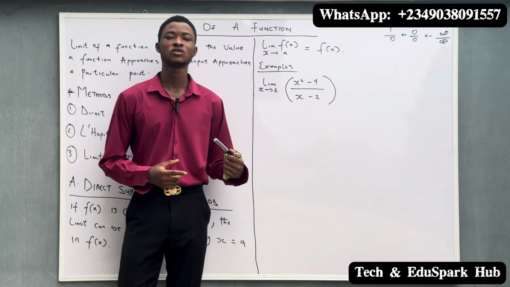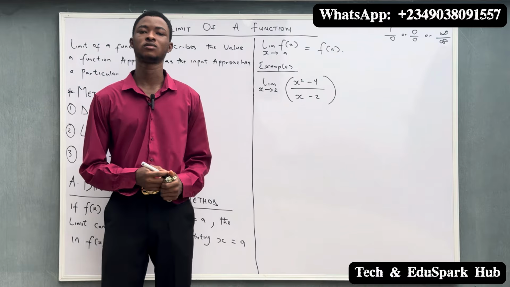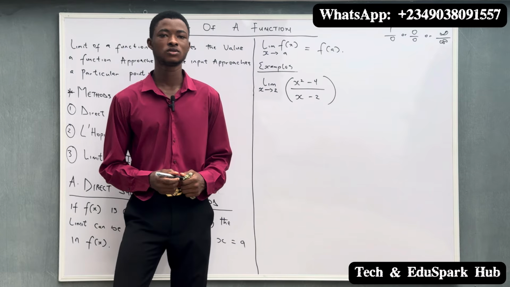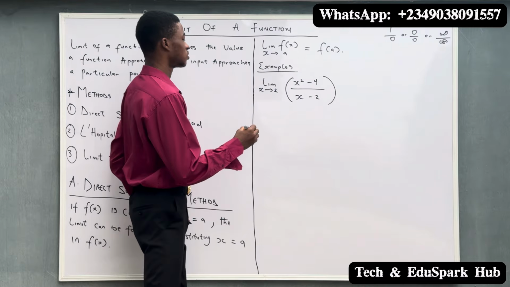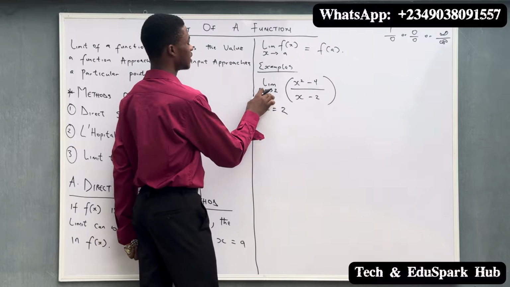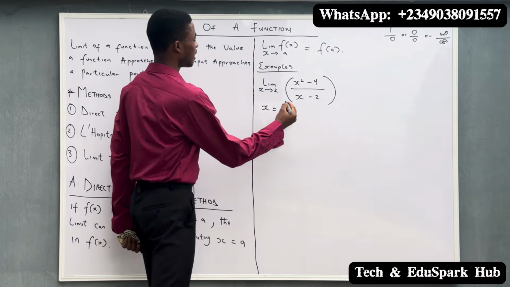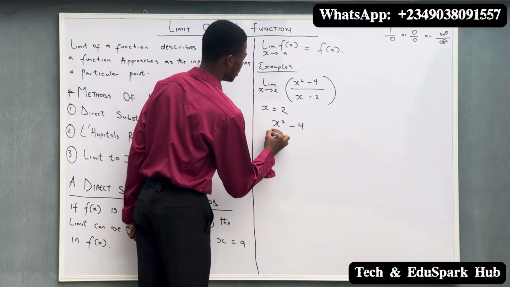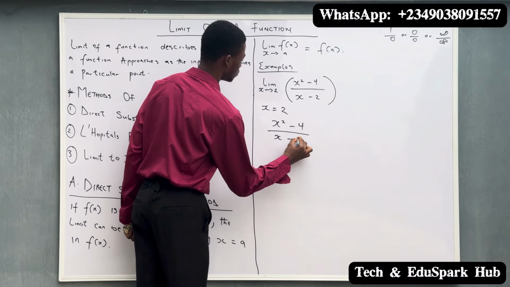So let's say we have a question like this and we are asked to solve it. Let's see if we can use the direct substitution method. In using the direct substitution method, we know that x is equal to 2 from this limit, so we have x tends to 2. We write what we have in the bracket, which is x squared minus 4 divided by x minus 2.